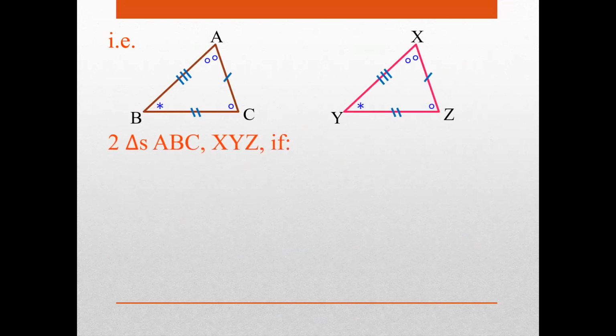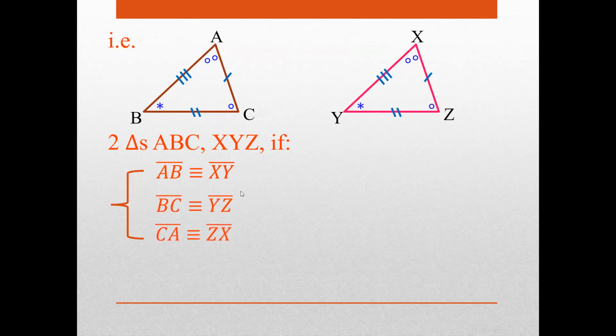We have two triangles, BAC and YXZ. The two triangles are congruent if line AB is congruent to YX, and BC is congruent to YZ, and CA is congruent to ZX. And also the angles: angle A is congruent to angle X, and angle B is congruent to angle Y, and angle C is congruent to angle Z.